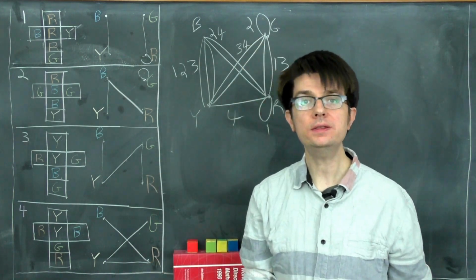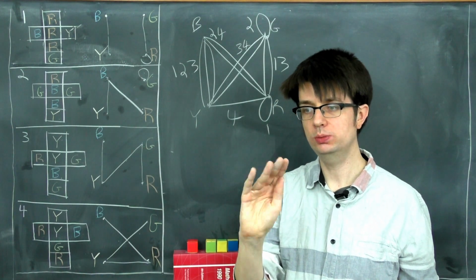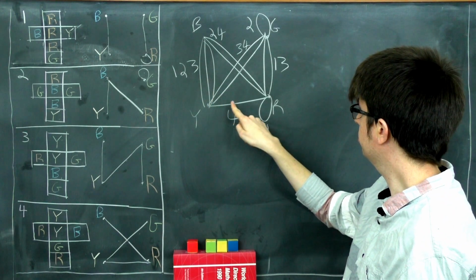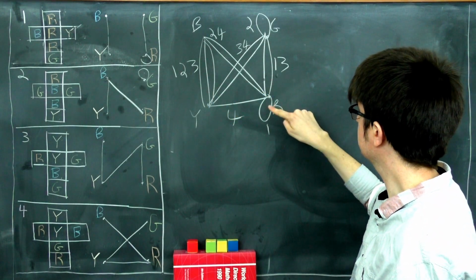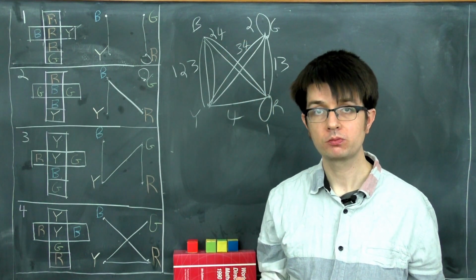Just to make sure I got them all, there are 4 cubes and 3 edges from each cube, so there should be 12 edges. 1, 2, 3, 4, 5, 6, 7, 8, 9, 10, 11, 12. So we've got them all.